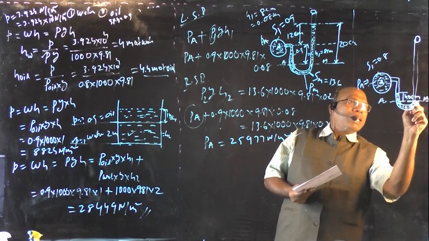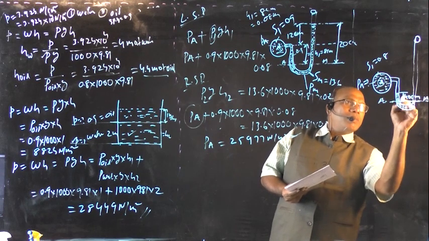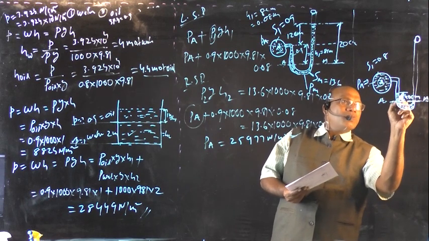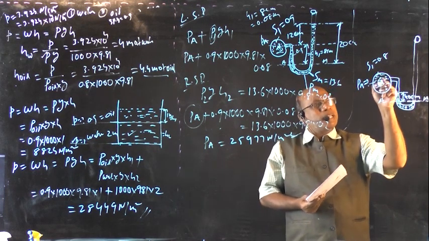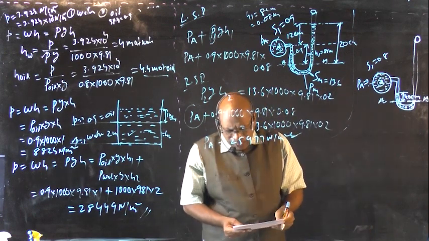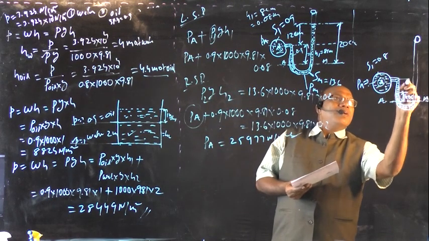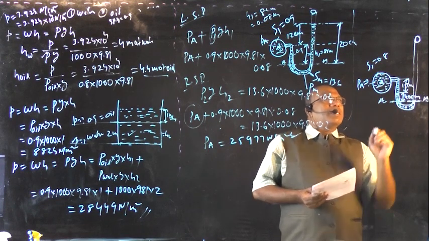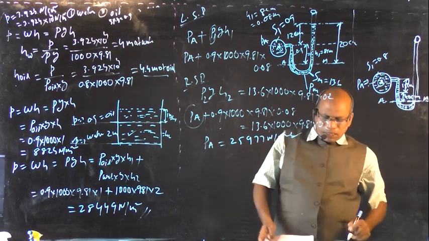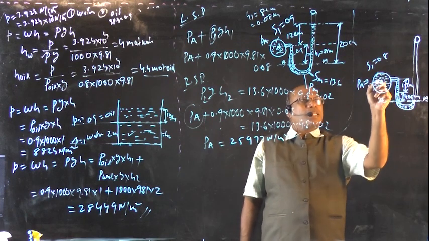This is the mercury level in the right limb. This is the mercury level in the left limb. The difference of mercury level between the two limbs is 40 centimeters, which we have taken on the left side because the pressure in the pipeline is negative pressure, right? And the height of fluid in the left limb from the center of the pipe is 15 centimeters. This is the given problem. Based on it, we are going to determine the pressure at point A, or the vacuum pressure in the pipeline A.